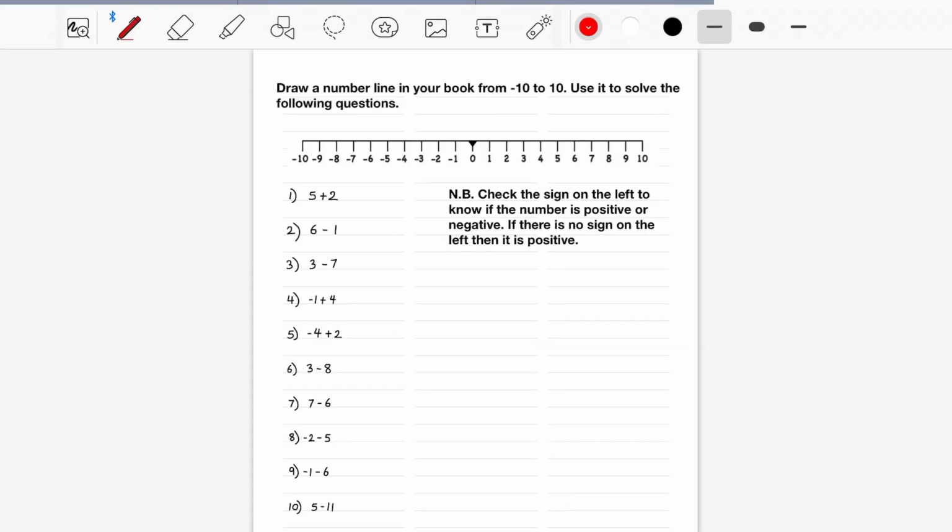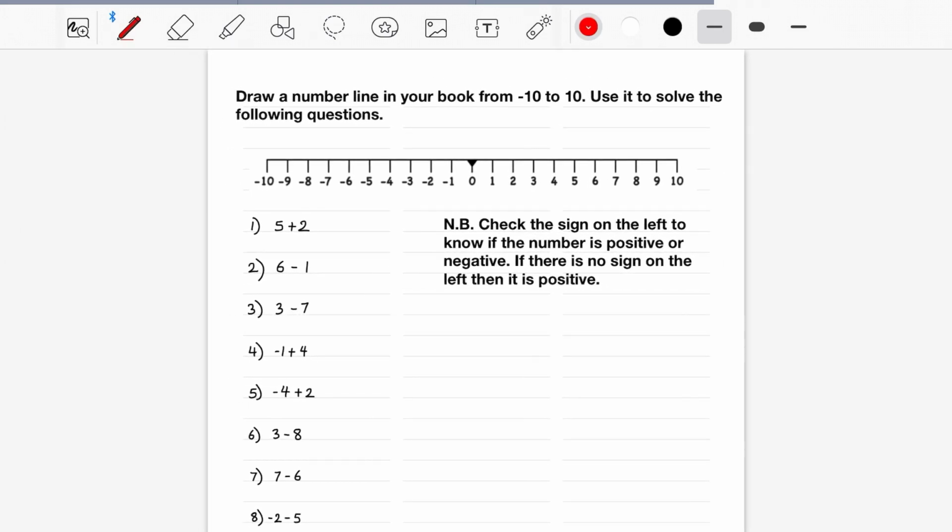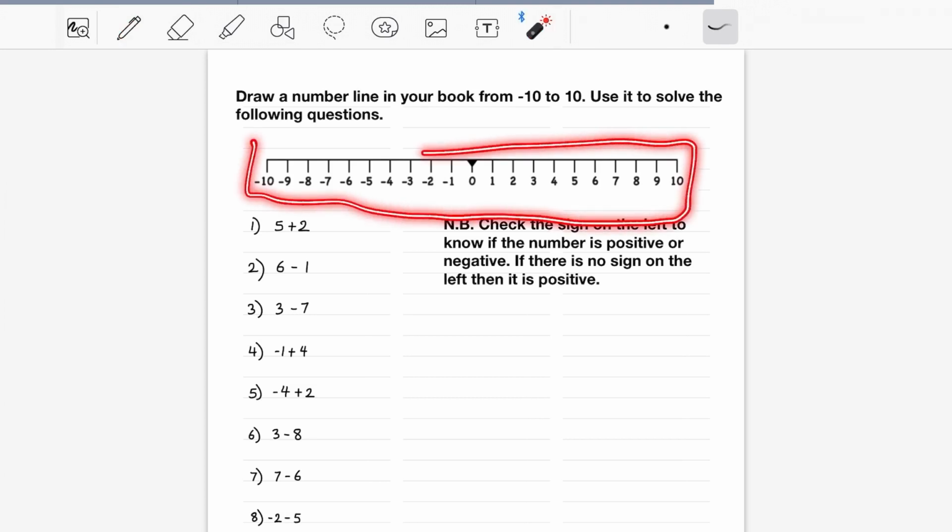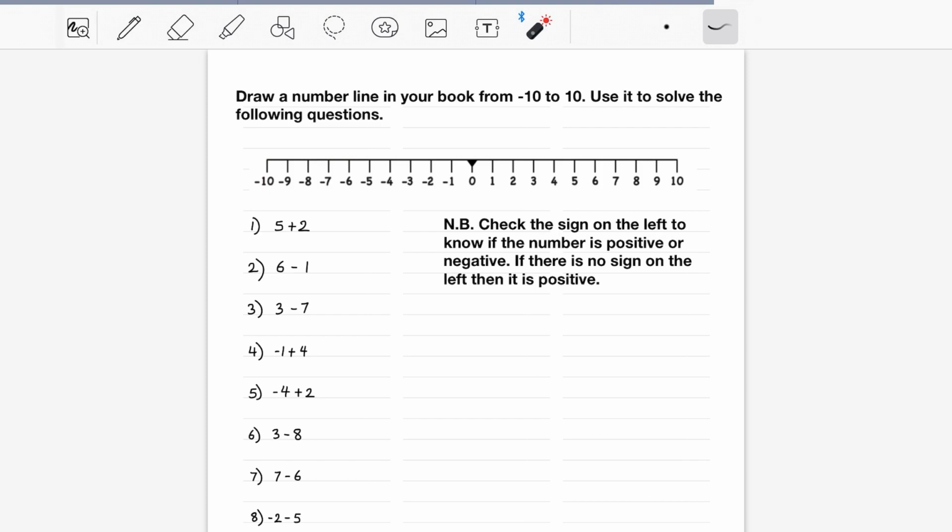Okay, so let's move on to some exercises. Feel free to pause the video now and try these on your own. So for these exercises, you will need to draw a number line in your book from -10 to 10. And the number line is shown here, so you'll know how to do it. So you can go ahead and take this opportunity to pause the video, try the questions on your own, and come back for these solutions.